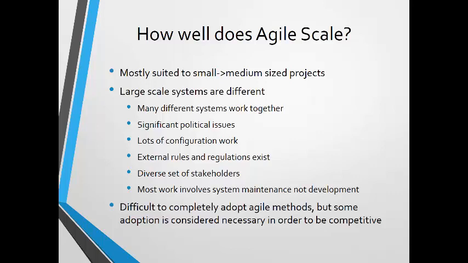And for a large system, most work involves system maintenance and not development. It's difficult to completely adopt Agile methods, but some adoption is necessary in order to be competitive. Sommerville gives 6 reasons why large systems are hard. They include these 5 plus long procurement and development time.